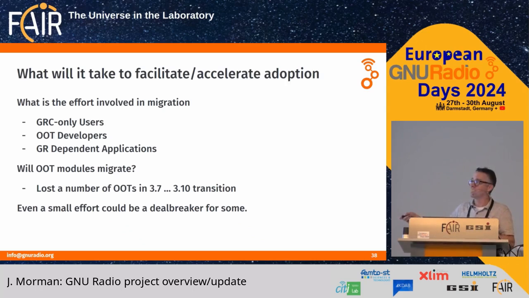And the ecosystem is heavily built on out-of-tree modules. So which ones will migrate? How much effort, how much ability for people in the community is there going to be to take what I already have working in GR3 over to GR4? So unfortunately, in the transition from 3.7 to 3.10, there's a lot of modules that did not get updated, and some people went through. I forget the guy's name, but went through and did just module after module after module.